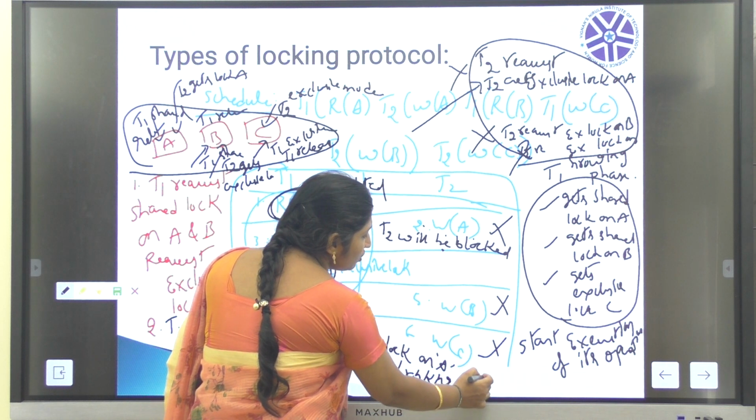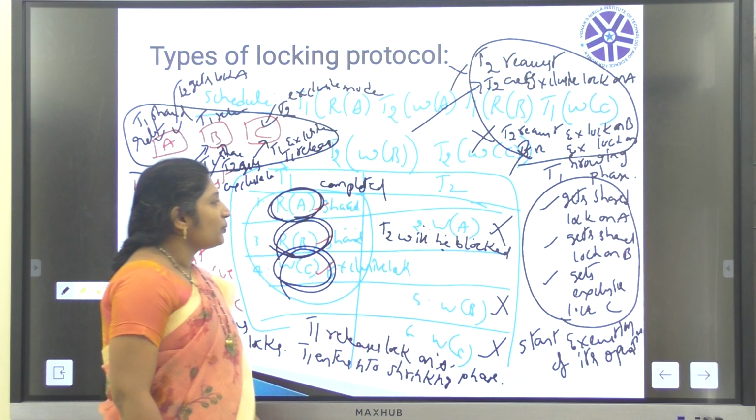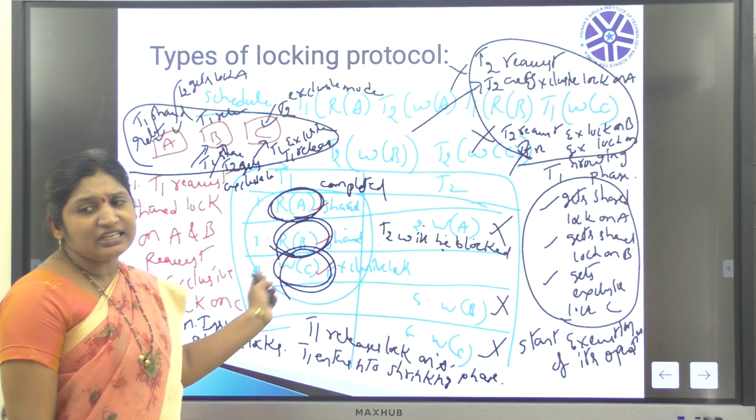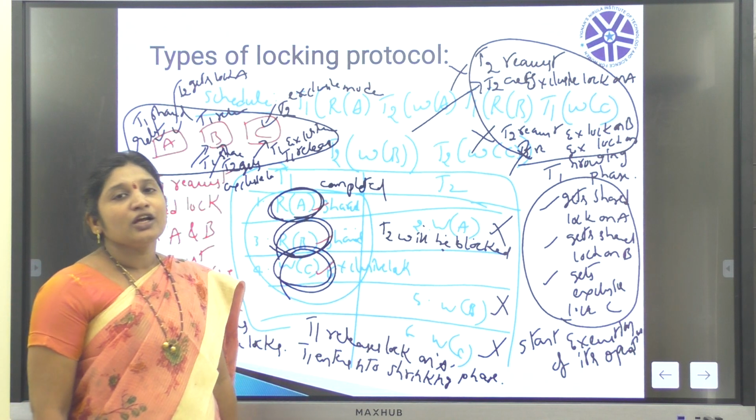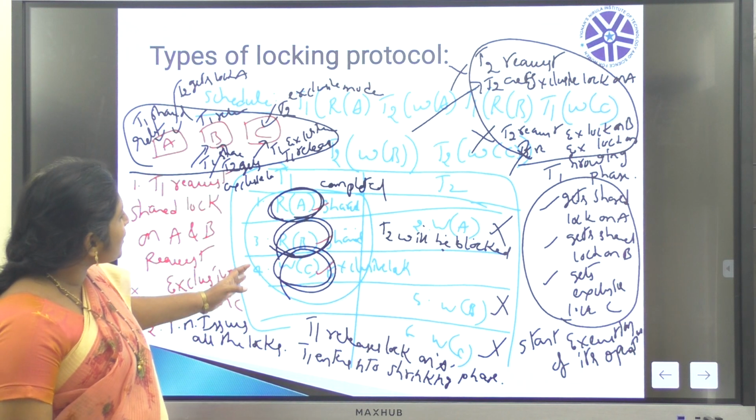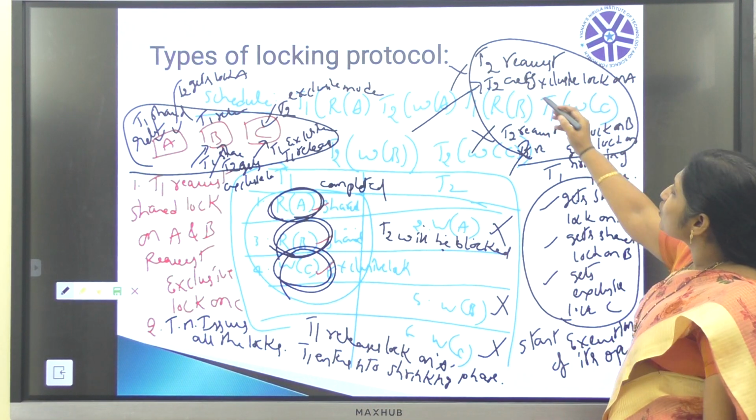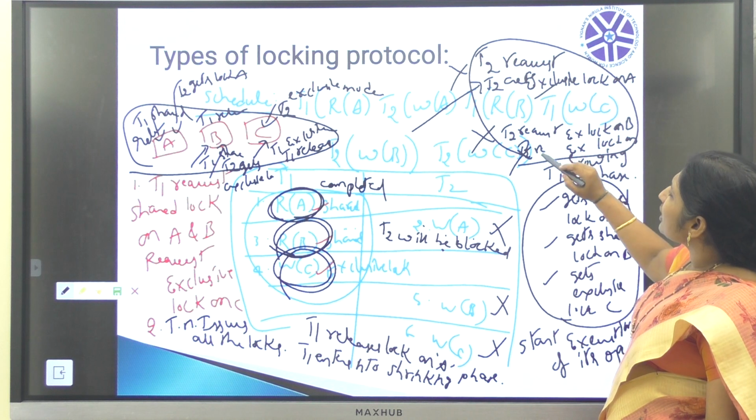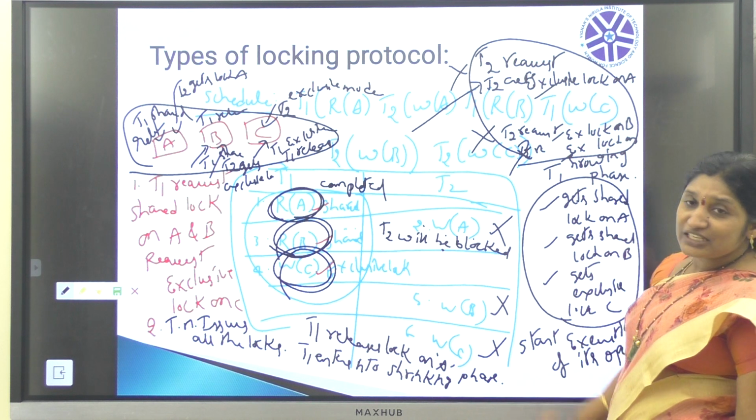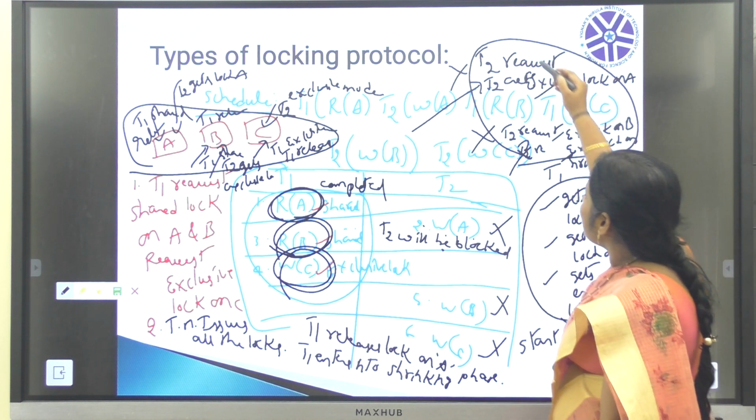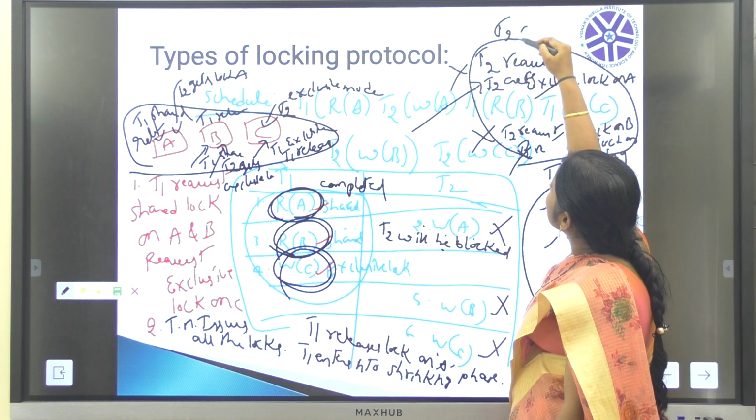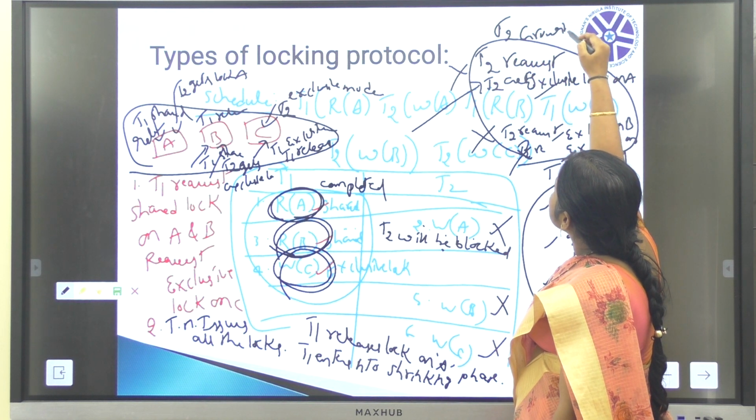T1 enters into the shrinking phase by releasing the lock on A, by releasing the lock on B, by releasing the lock on C. Once it releases the locks, T2 starts, gets the exclusive lock on A, gets the exclusive lock on B, gets the exclusive lock on C.